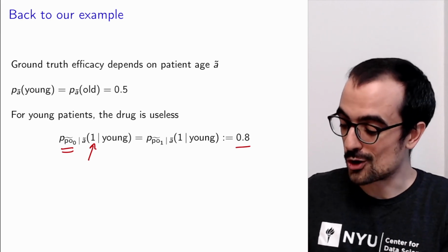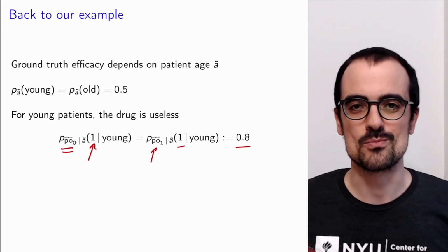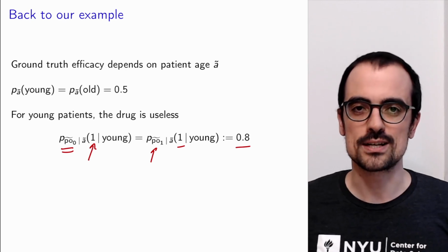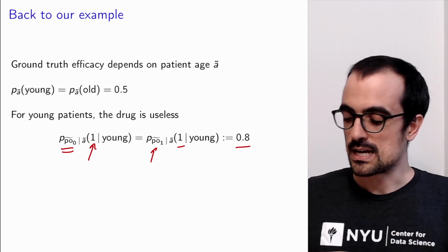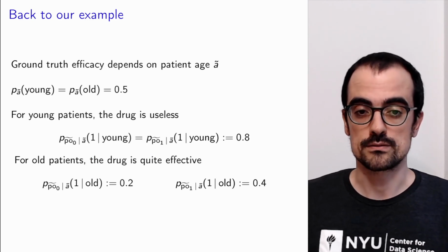However, if we give all of them the treatment, then also 80% of them would recover. So in this case, there's no causal effect among young people. The drug is completely useless. Among old patients, it's a different story. The drug is actually quite effective.